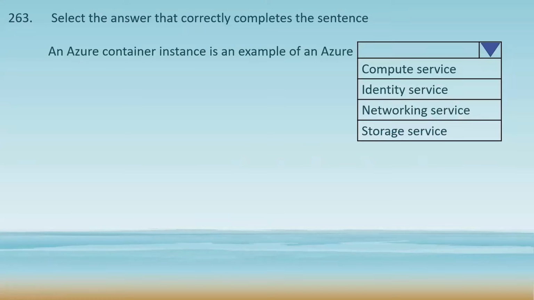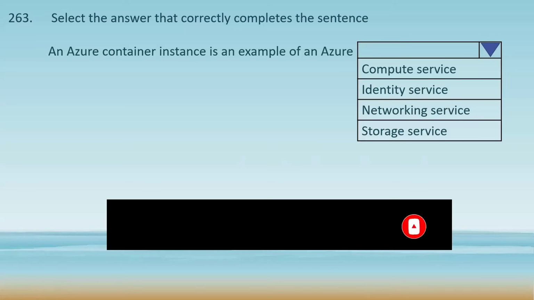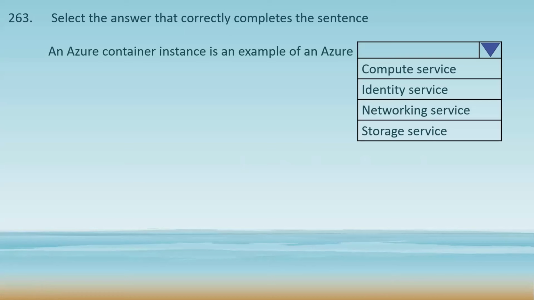Question number 263, select the answer that correctly completes the sentence. An Azure container instance is an example of which of the following: compute service, identity service, networking service, or storage service? And the correct answer here, folks, is compute service. Azure container instance is an example of an Azure compute service.